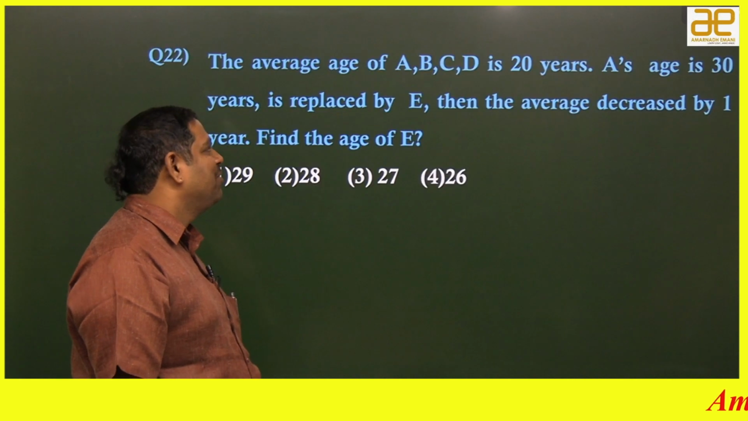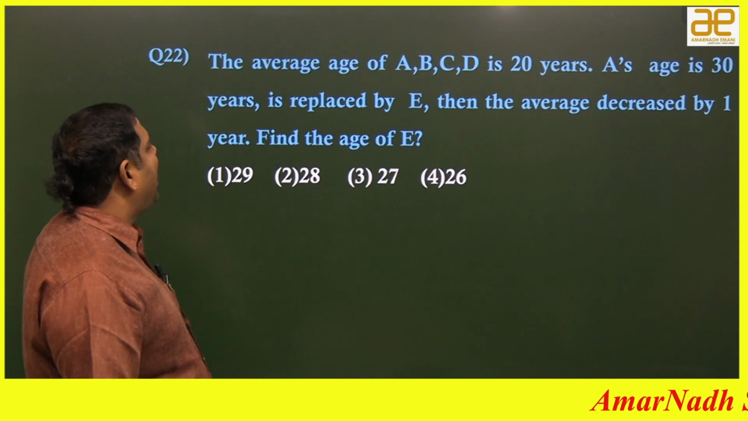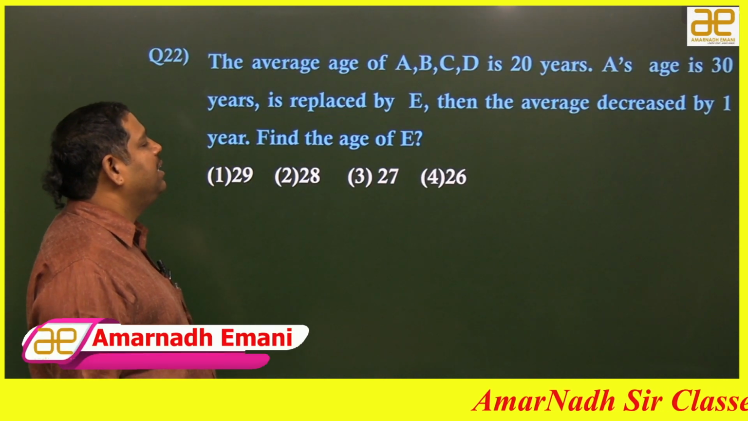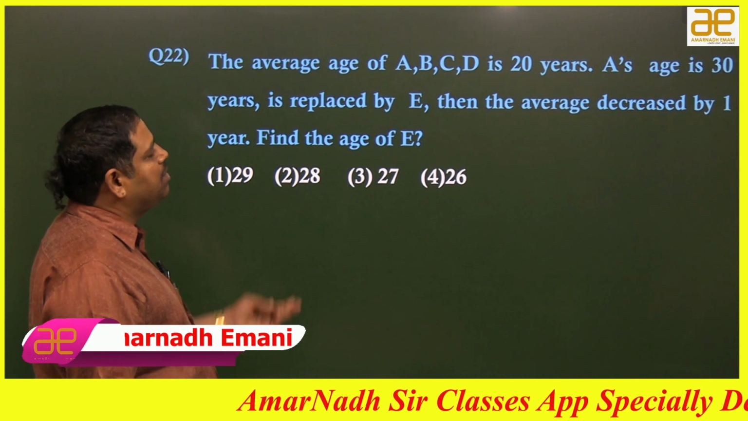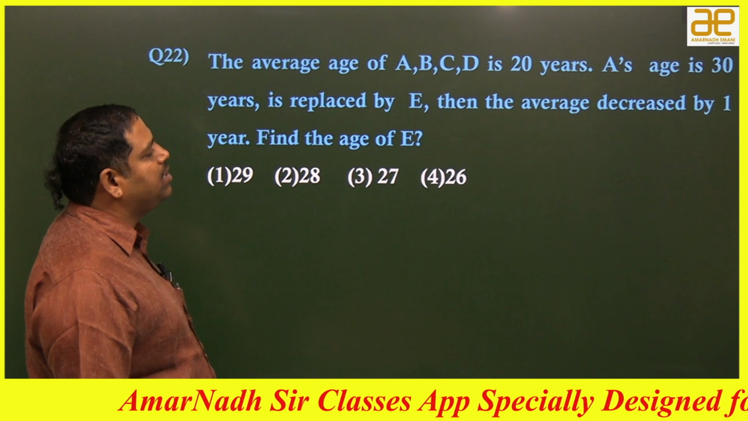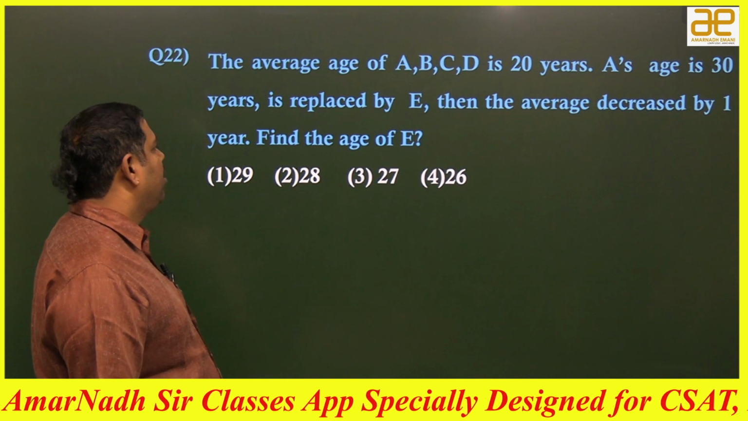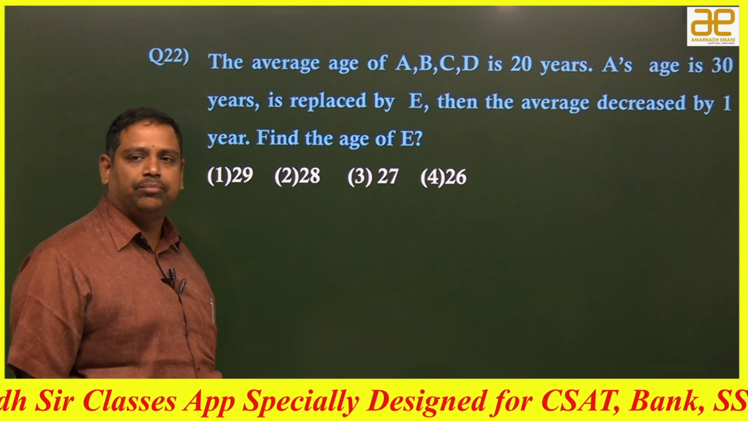Good. See the next beautiful one. The average age of A, B, C, D is 20 years. A's age is 30 years, and A is replaced by E. Then the average decreased by 1 year. Find the age of E.